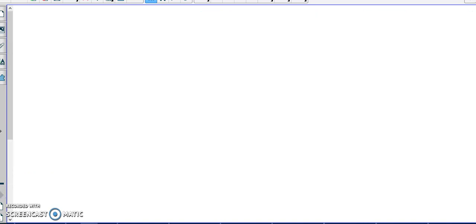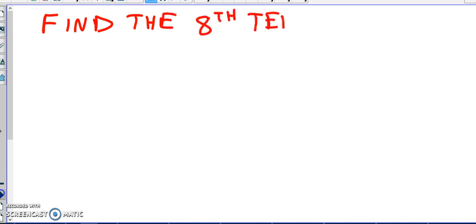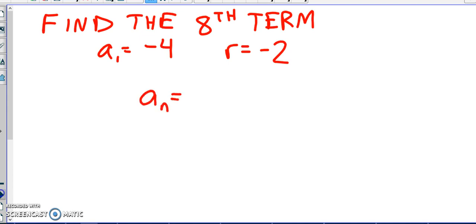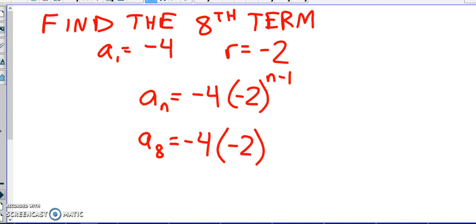So let's say we wanted to do something with that. Let's say find the 8th term of a geometric sequence whose first term is -4 and the common ratio is -2. Well, I know that the nth term of this sequence would be the first term times the common ratio to the n minus 1st power. So, if I want to find A8, that would be -4 times -2 to the 8 minus 1th, which would be the 7th. Well, -2 to the 7th power would be -128. Times -4 would be 512. Okay.